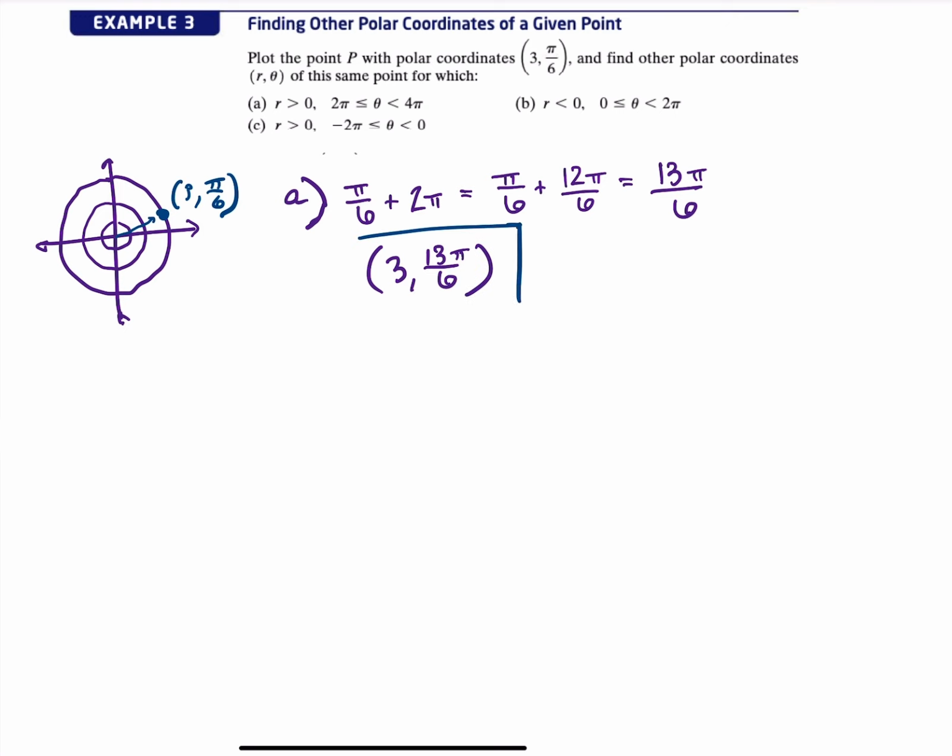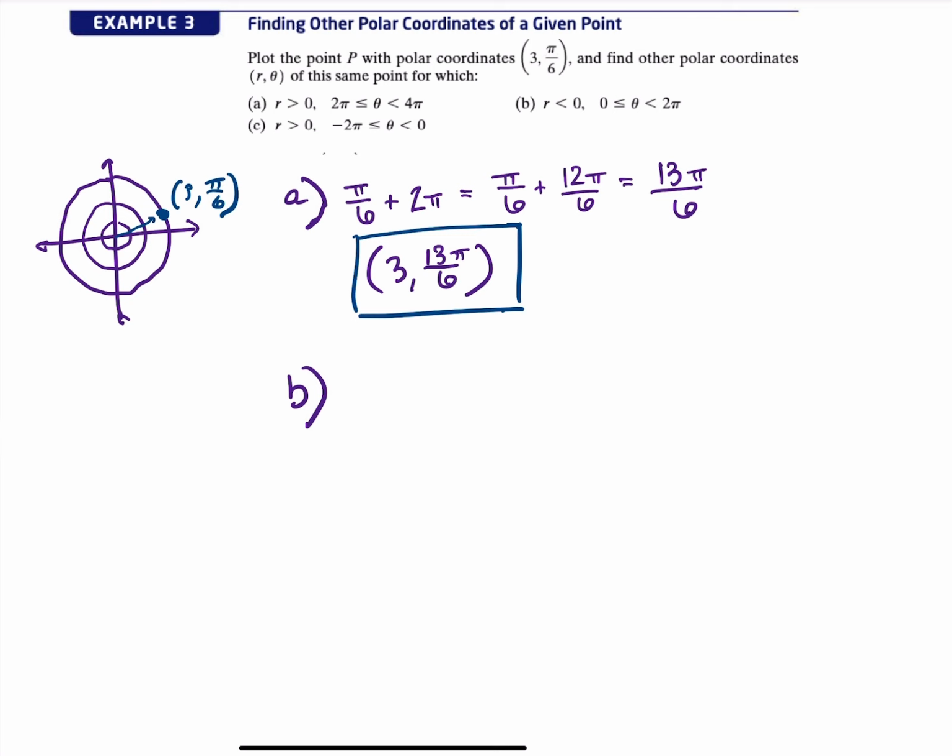So kind of same idea as a coterminal angle. We're now just imagining a point on the tip of that angle. In part B, it wants r to be negative and for the angle to be between 0 and 2 pi. So in one trip around the unit circle, but we want to describe it as a negative r value.